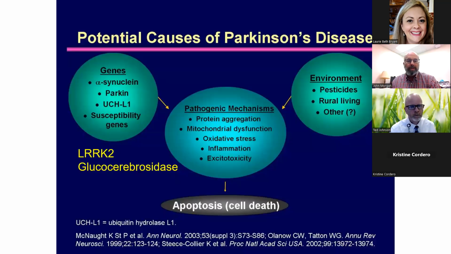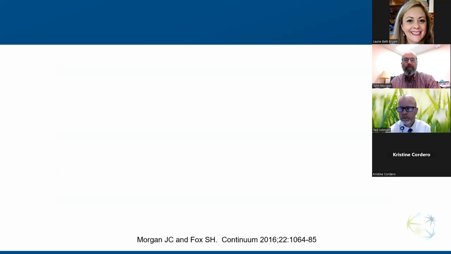We don't know the cause of Parkinson's disease yet, but there are probably links between genes, multiple risk factor genes, and environment, pesticides, rural living, well water, et cetera, leading to clumping of proteins, mitochondrial dysfunction, oxidative stress, neuroinflammation, all kinds of troubles, and apoptosis and cell death. The two most common genetic causes of Parkinson's worldwide are glucocerebrosidase mutations, which also cause Gaucher's disease, and then LRRK2, leucine-rich repeat kinase 2 mutations, which can occur as well.